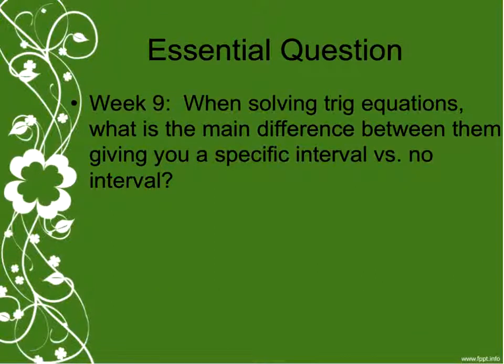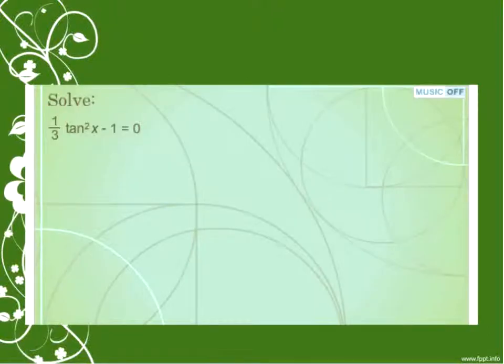So our essential question for today, which we're going to cover in great detail, is when solving trig equations, what's the main difference between when they give you a specific interval versus no interval? It's going to mean something different, and you're going to see when we do a couple examples. If I give you a specific interval, that means something about the way that you write your answer. And if they don't give you an interval, then we write our answer in a different manner. So you'll see as we go along today. That's what I'm looking for in the essential question.